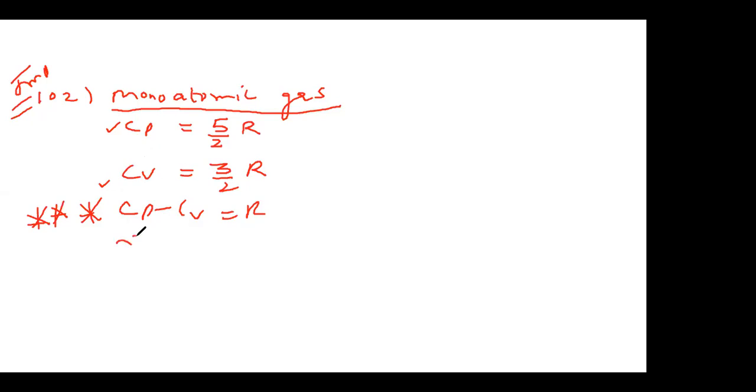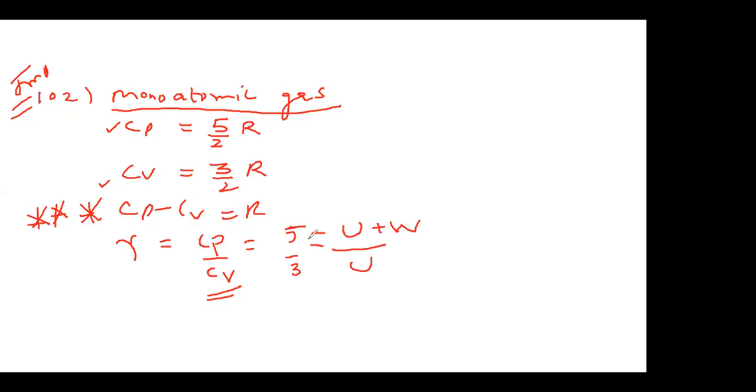Now I know gamma is Cp upon Cv, which will be here 5/3. Any doubt till this? No sir. We are interested in what percentage is internal and what is work done. Heat supplied at constant volume only increases internal energy. I am writing U. But at constant pressure, it is increasing internal energy and also doing work.